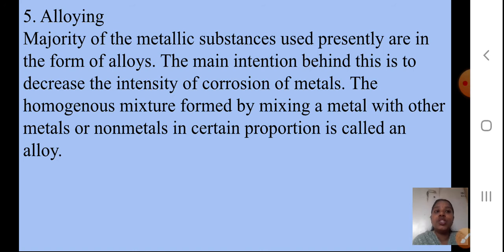The homogeneous mixture formed by mixing a metal with other metals or non-metals in certain proportion is called an alloy. Students, a homogeneous mixture means a proper mixture. The proportion of all the metals and non-metals that I am adding should be correct, very proper and accurate. That is called an alloy.